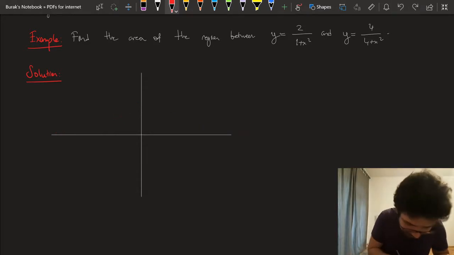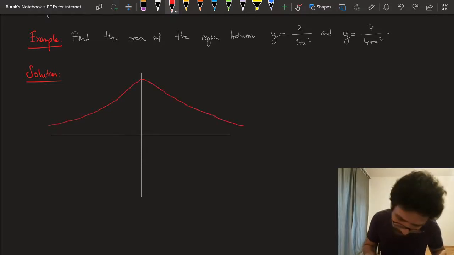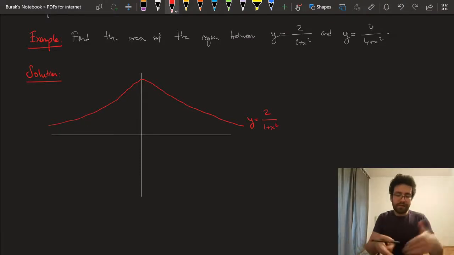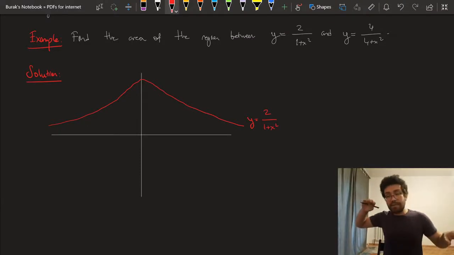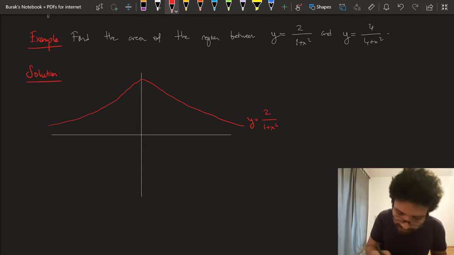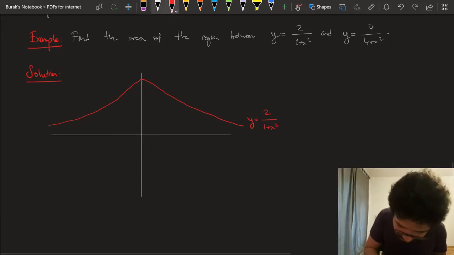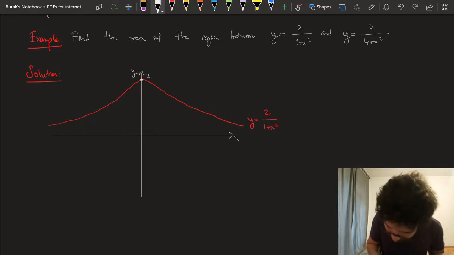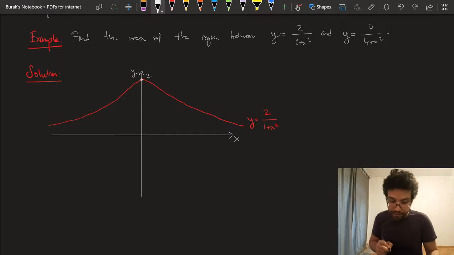One of them will give you something like this. Let's say y equals 2 over 1 plus x squared. There is some inflection point over here which I'm not finding, and when x goes to plus infinity, this approaches 0. When x goes to minus infinity, this approaches 0. So I have this horizontal asymptote, and its maximum value is obtained at 0, which is 2. So this one will look like that.